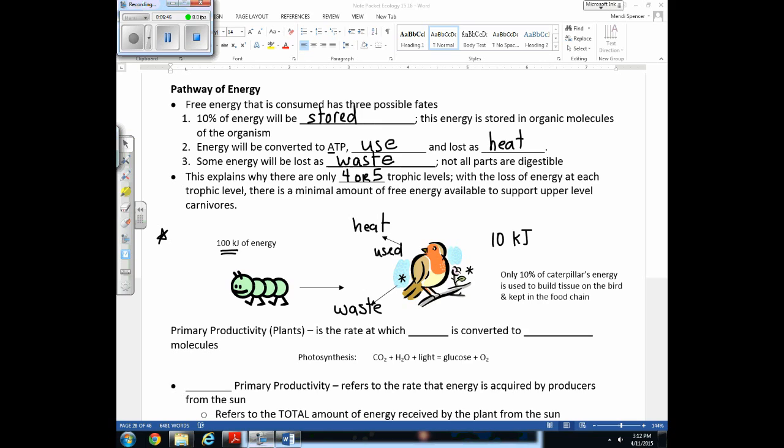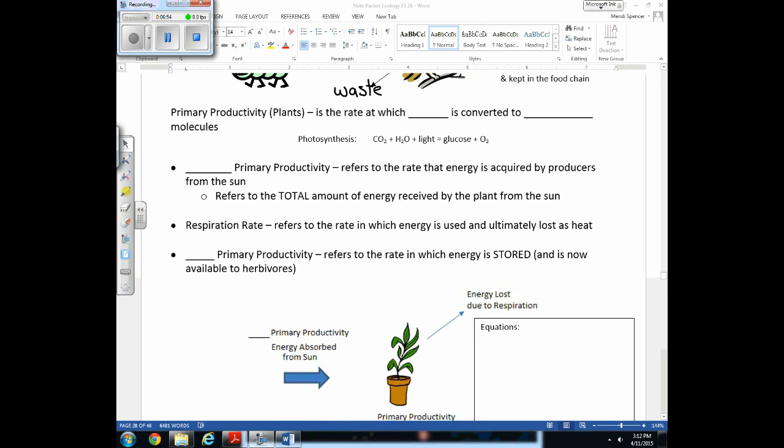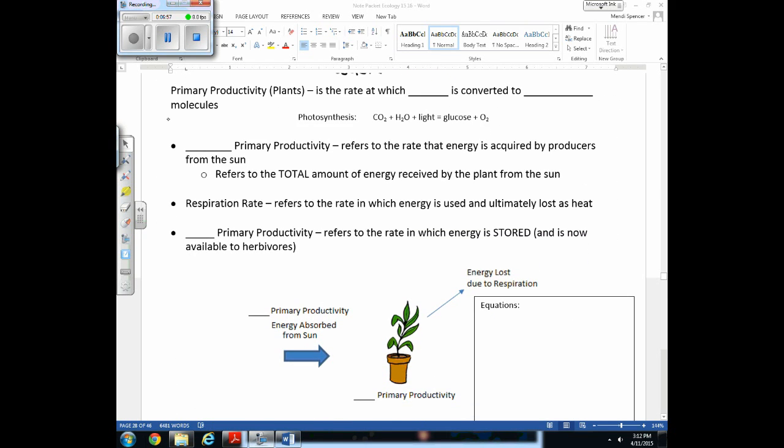Since we're talking about organisms acquiring energy, storing that energy, using some energy, it's a good time to talk about primary productivity. Now, when we're talking about primary productivity, we're talking about plants, not animals. Primary productivity just refers to the rate at which plants are able to take CO2 out of the atmosphere and convert it into organic molecules. And again, that's done through the process of photosynthesis. Plants are taking the CO2 from the atmosphere and converting it into organic molecules like glucose and proteins and lipids.